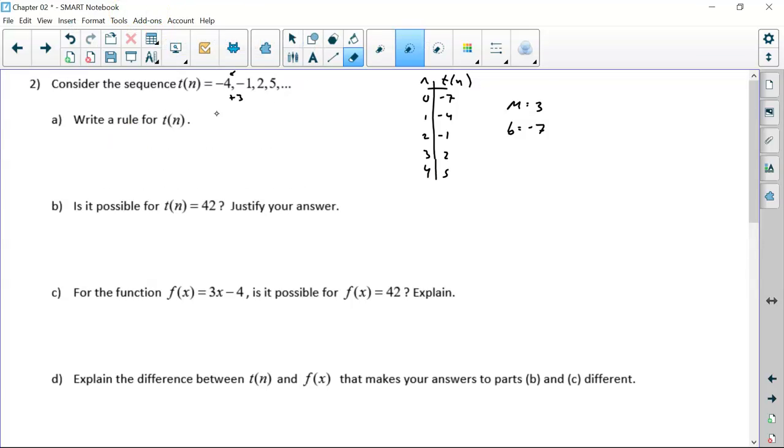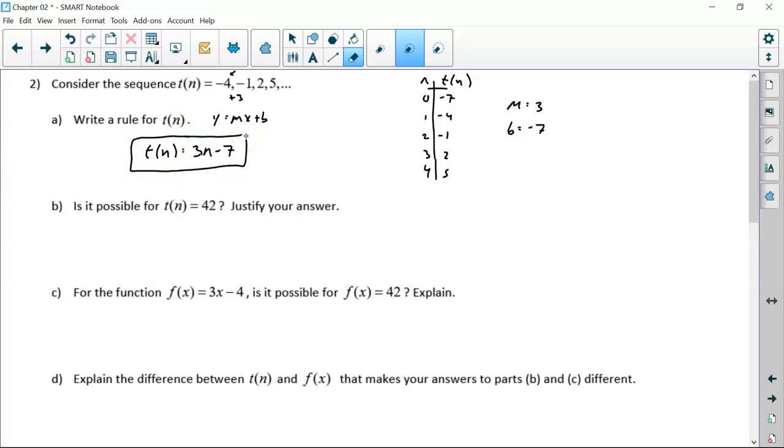So this is arithmetic, it's linear. So think y equals mx plus b. For our notation, we're going to use T of n equals 3n minus 7. That's our rule.